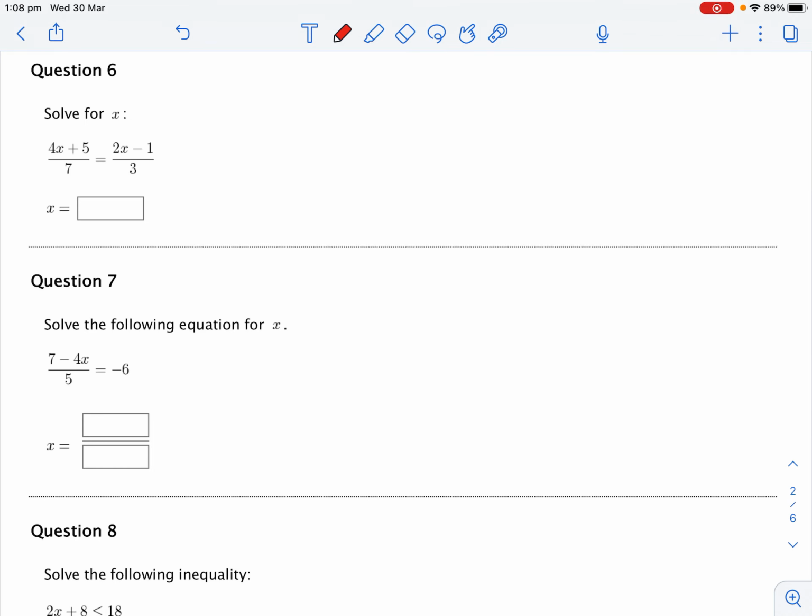Okay, so these questions, a few of us have done it different ways. What I like to do is different to what you like to do. So I'm going to do it the way that most students have said that they like. And in this question, I'm going to multiply everything by the lowest common multiple of my denominator. So the lowest common multiple of 7 and 3 is 21. So I'm going to take my equation and I'm going to multiply the left-hand side by 21. And I'm going to multiply the right-hand side by 21, which looks like this.